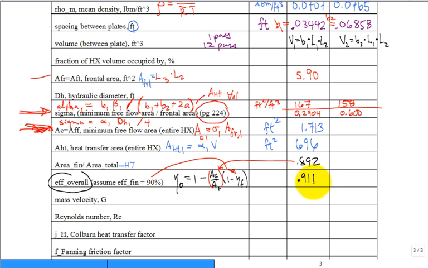Okay, so let's put 91.1%. We're going to need that when we do the heat transfer. At some point we're going to have to get the mass velocity, G, for each of those passages. What's the mass velocity for each of those passages? We know the total mass flow rate, don't we? Don't forget that was 2 pound mass per second. That's in the problem statement. So what is our mass velocity?